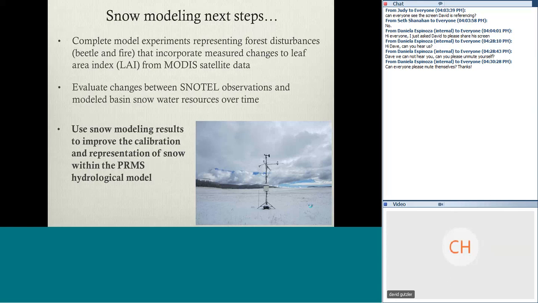We're still in the middle of this project, and work is ongoing. Our next steps are to explicitly model these changes in forest disturbances, specifically by adjusting the leaf area index that the model uses through time, based on measurements from satellite data. And then really trying to key in on the changes between SNOTEL observations and modeled basin snow water resources over time. Lastly, one of the main goals of the snow modeling we're doing is to aid the hydrologic model that we're developing for this project through calibration and representation of snow processes. So I'm going to pass it over to Colin Penn, and he's going to talk about some of the hydrologic modeling.